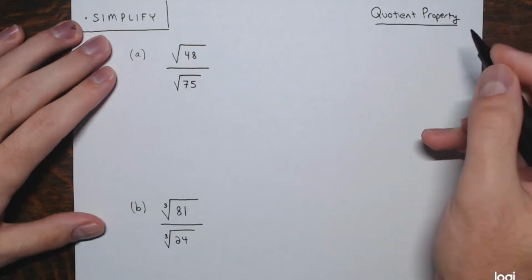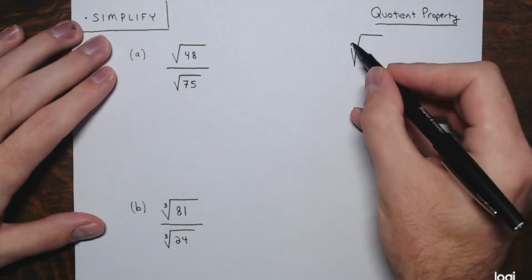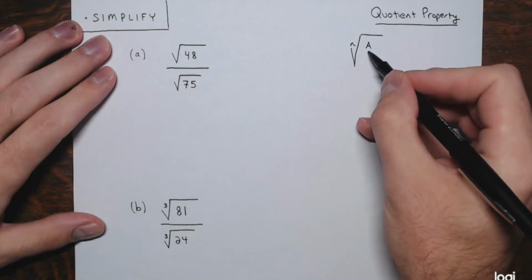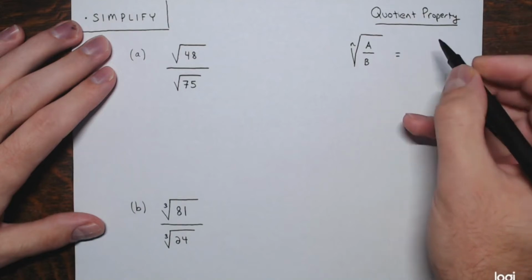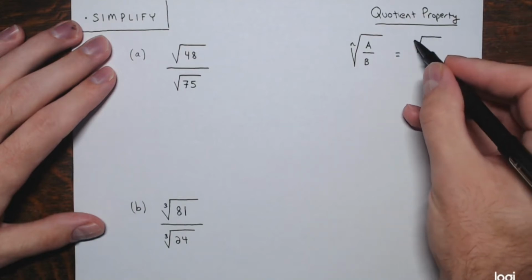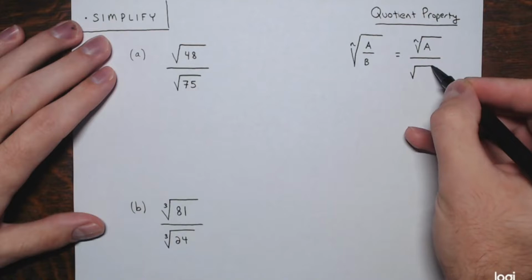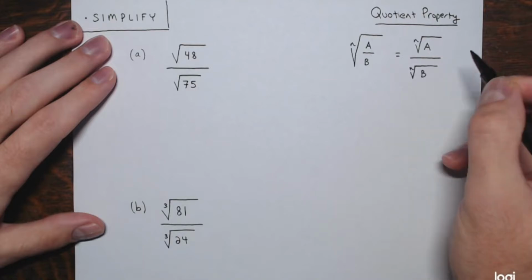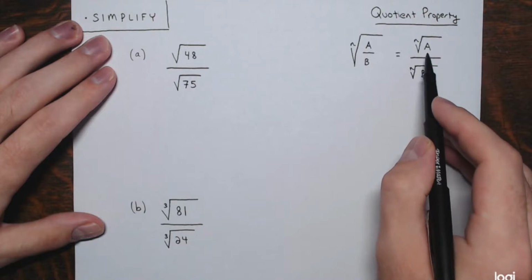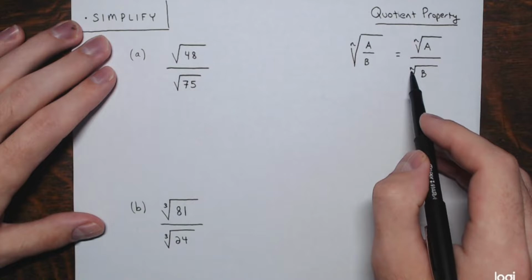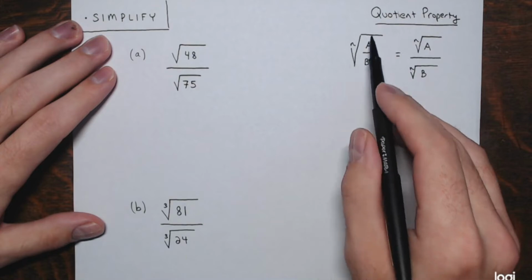The quotient property was, if I have the nth root of a fraction, we can split it up and take the nth root of the numerator divided by the nth root of the denominator, and vice versa. If you see a quotient of two of the same kind of root, dividing two nth roots, you can put it together as a single nth root of a fraction.